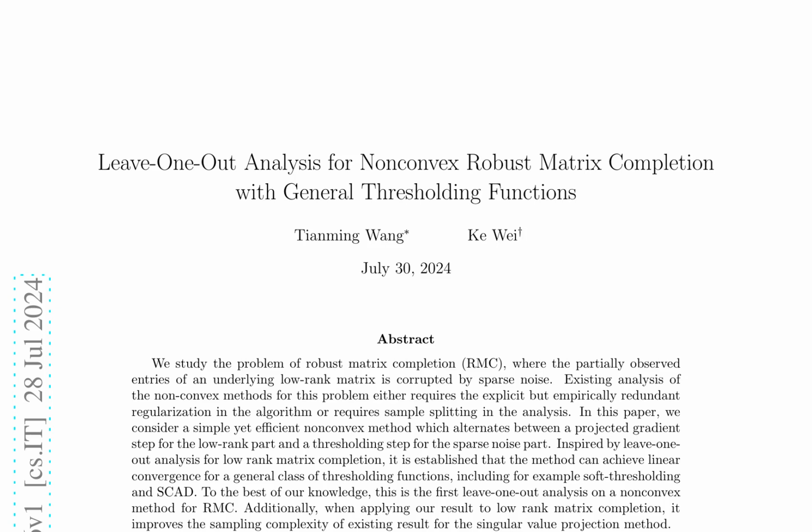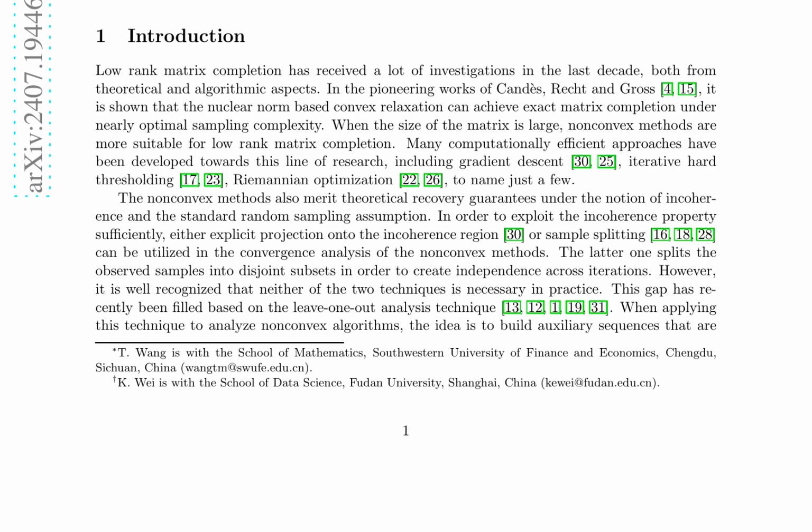The paper discusses the problem of robust matrix completion, RMC, where a partially observed low-rank matrix is corrupted by sparse noise. The authors consider a non-convex method that alternates between a projected gradient step for the low-rank part and a thresholding step for the sparse noise part.